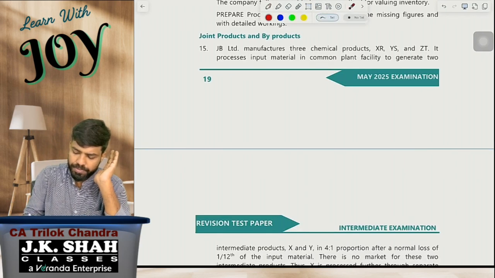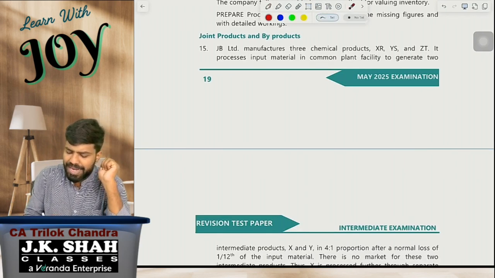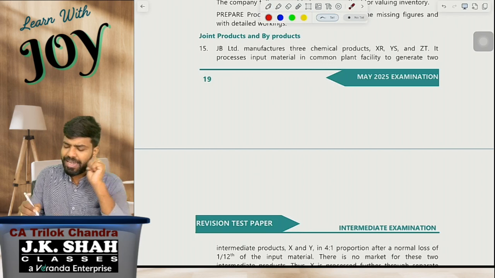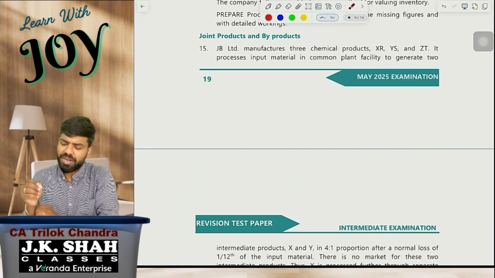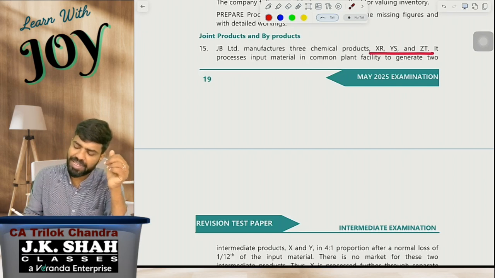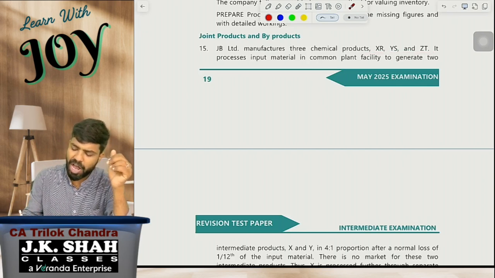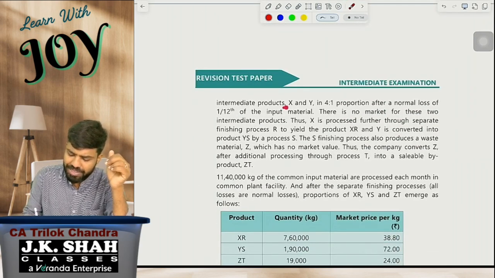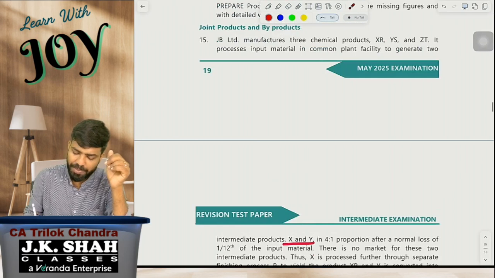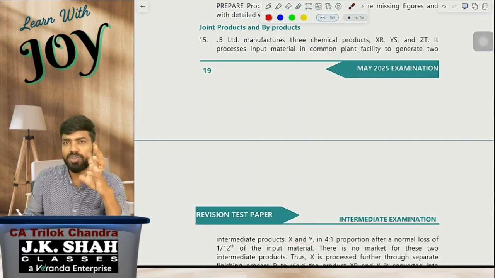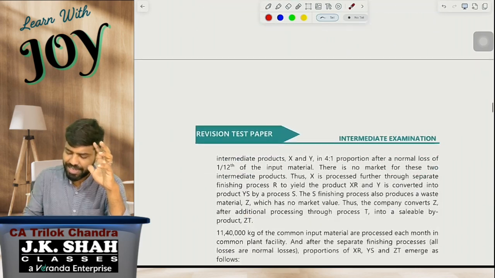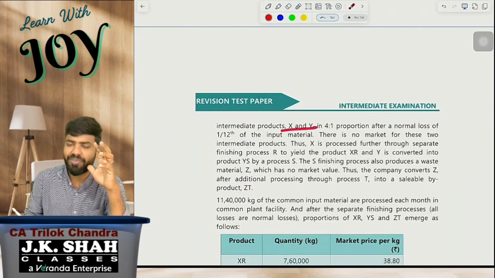Look at this. JB Limited manufactures three chemical products, that is XR, YS and ZT. It processes input material in a common plant facility to generate two intermediate products X and Y. Common plant means joint process. In the joint process, they are generating two intermediate products X and Y.